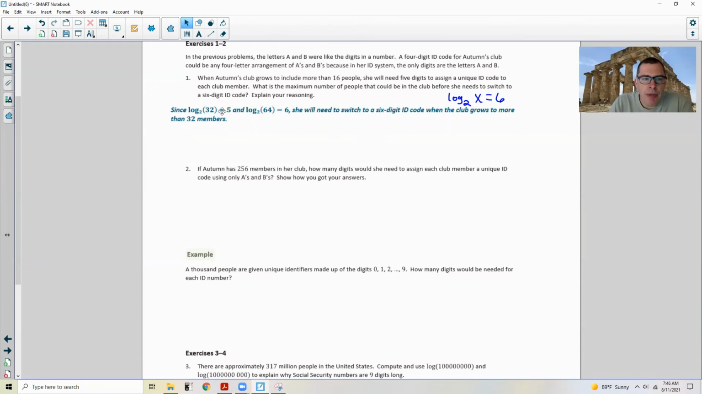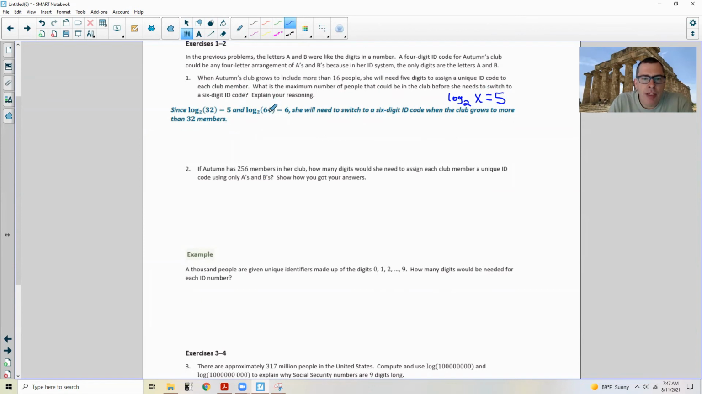Okay, because 2 to the 5th is 32. So that is the maximum number of possible outcomes. And so then this would be the value for the next, when would we switch to 7 digits? So this should be actually a 5. So log base 2 of some number equals 5. That's 2 to the 5th power, which is 32 people in the group. Okay, if that makes sense.